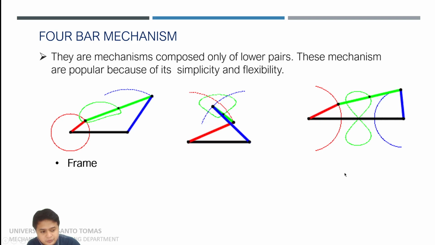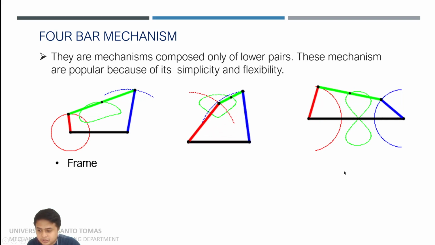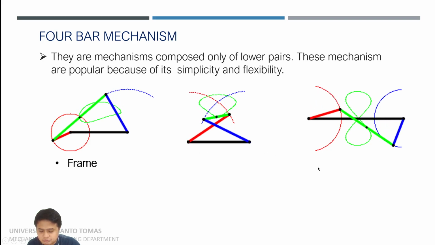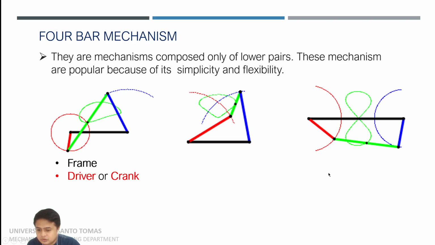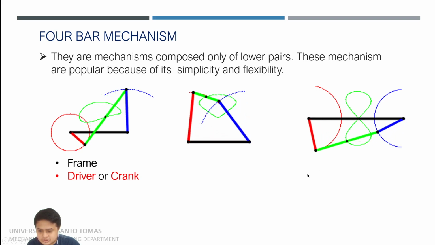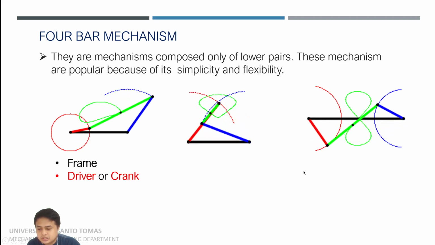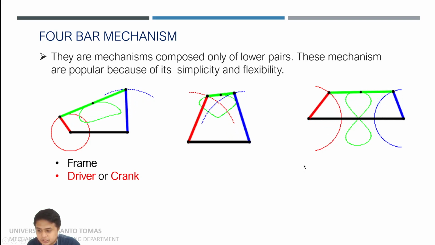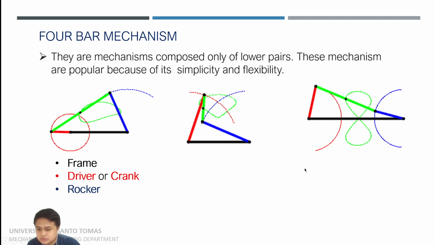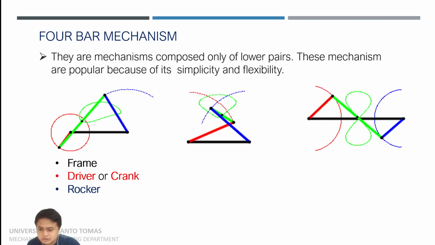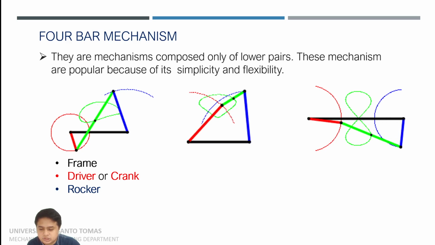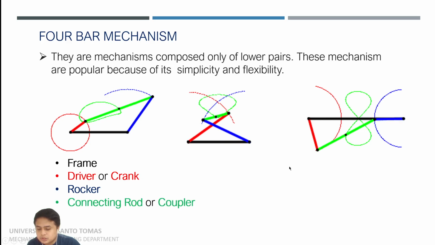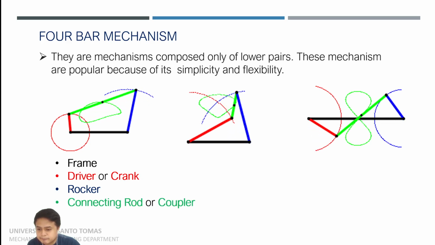So the first link that we have here is the frame. The frame here, this is the black, this horizontal line that is not moving. The second link is the driver or the crank. It drives the motion, and usually the driver is also the one that can fully rotate. And then we have the rocker. The rocker usually just rocks. Most of the time it doesn't fully revolve. And then the last one is the coupler or the connecting rod, which is the green one.